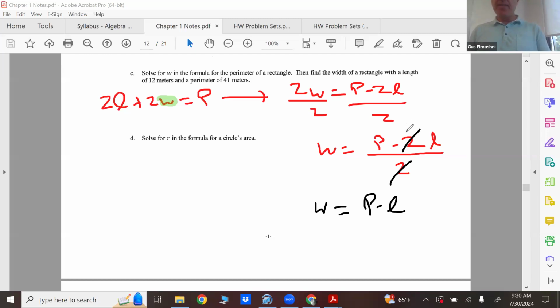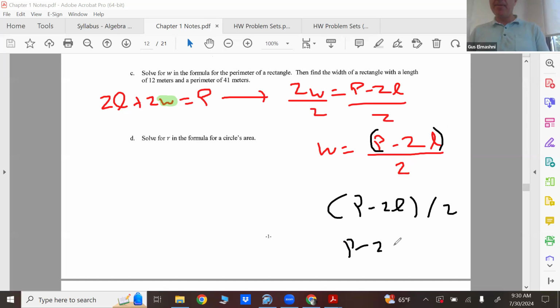But in essence, what's really happening? There's actually invisible parentheses here, believe it or not. If you were to type this into a calculator, you would actually have to type it in like this. If you type it in like this, the calculator is going to divide the 2 by the 2 first, right? Because it doesn't realize that P minus 2L is all one numerator. So you have to be very mindful about that.